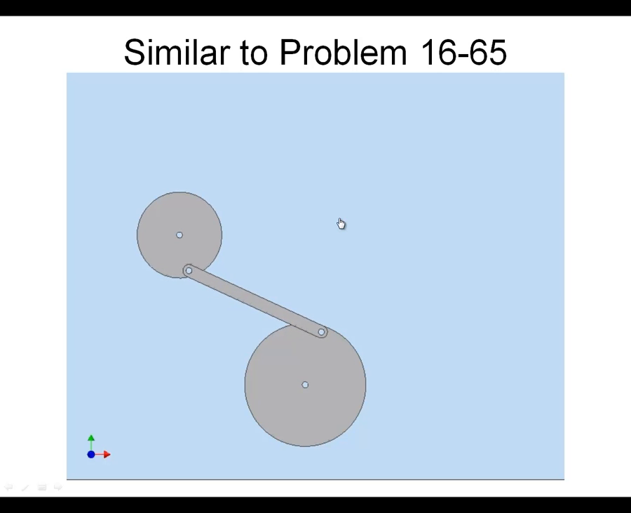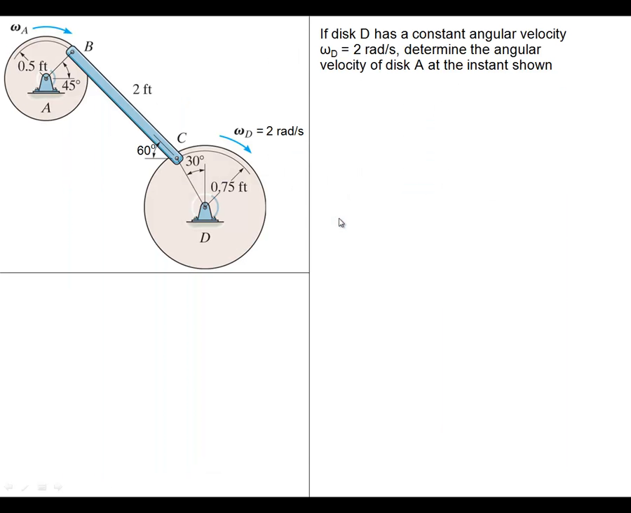And we're seeing that the rod is translating and rotating, but the two circles are only rotating. So we can see how for the rod we may need to do a method of superposition to find out velocities on the rod. So let's do this problem.